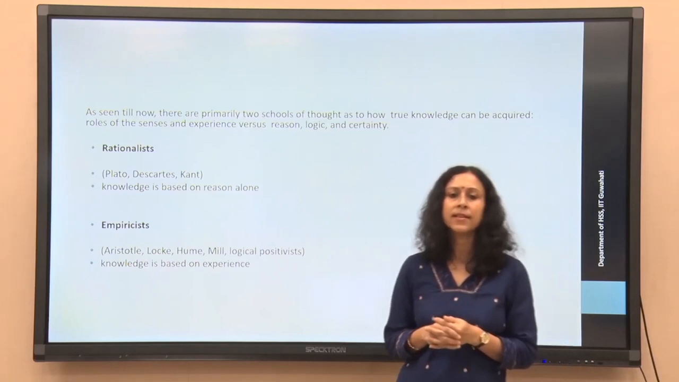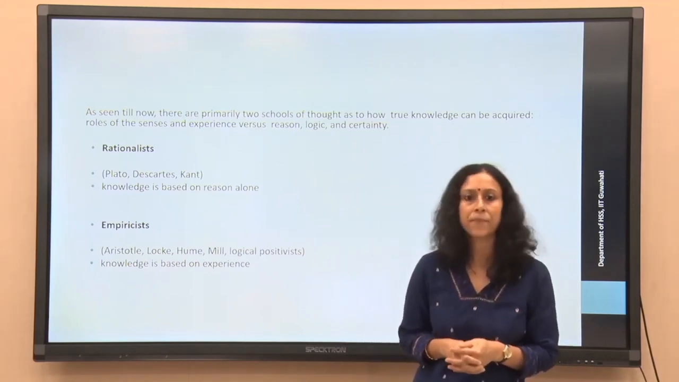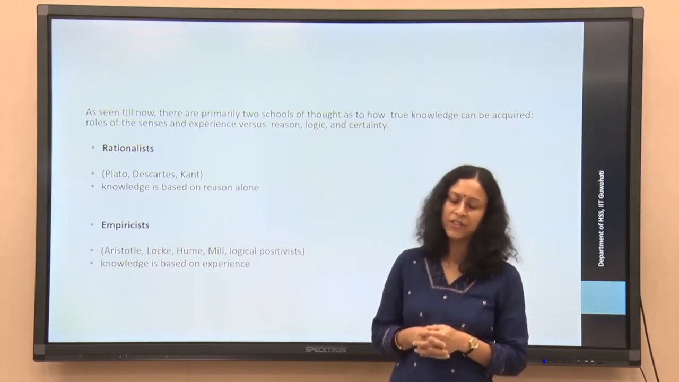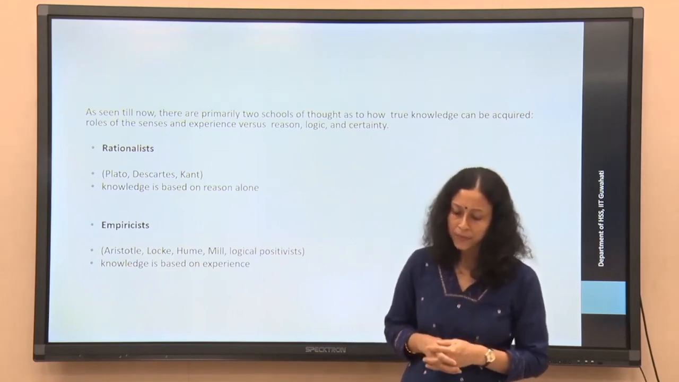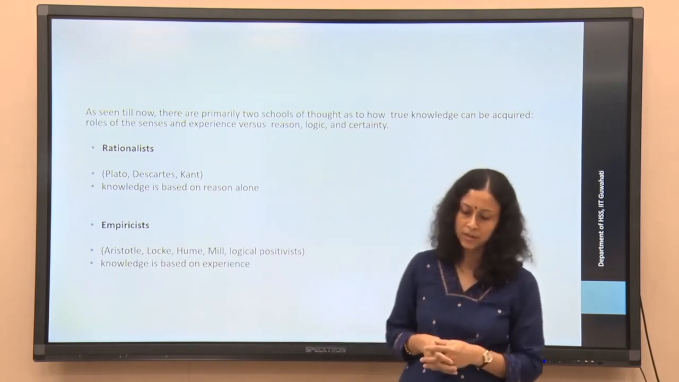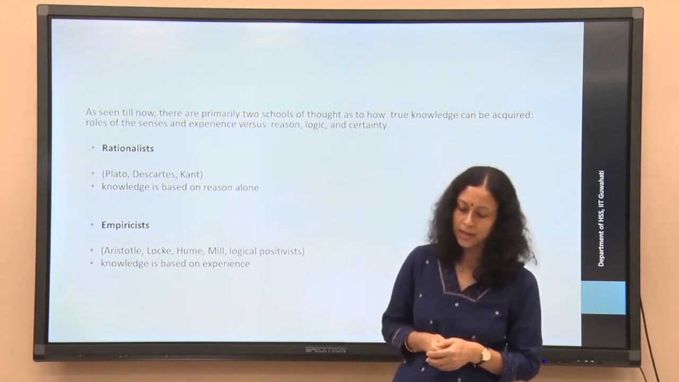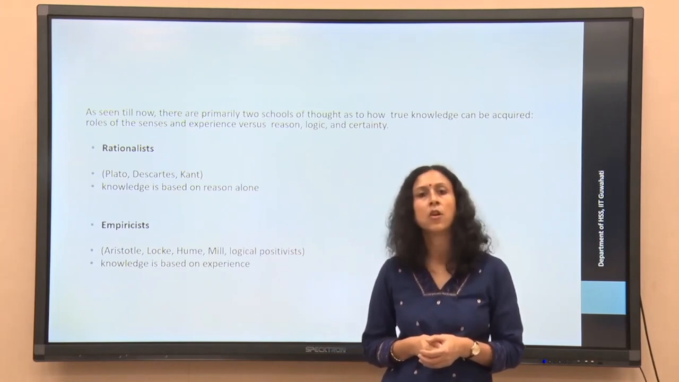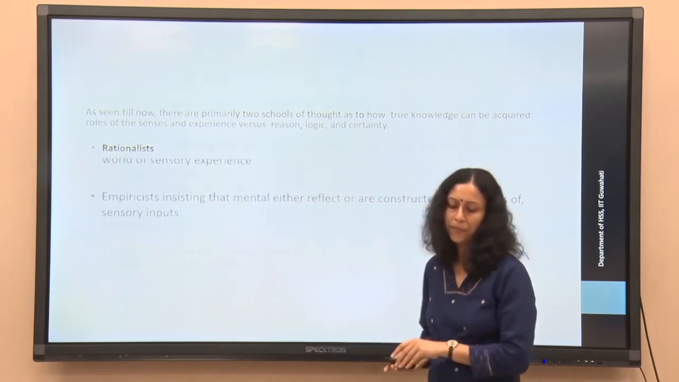So, roles of senses and experiences versus the role of reason, logic and certainty. On the basis of this, we have two schools, one is called the rationalist, the other is called the empiricist. And these are some of the most famous names in these two schools. You have Plato, Descartes and Kant in rationalists, and in empiricists you have Aristotle, Locke, Hume, Mill and so on, and logical positivists.